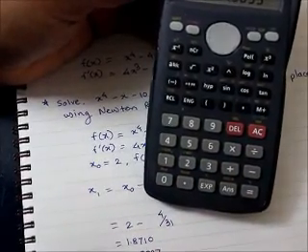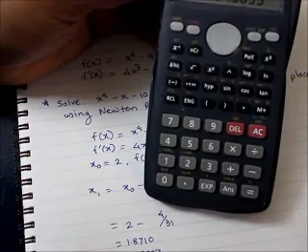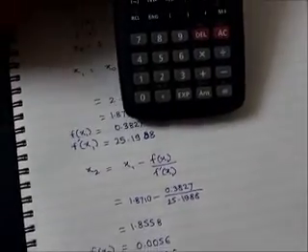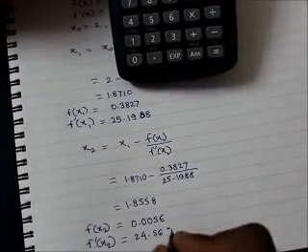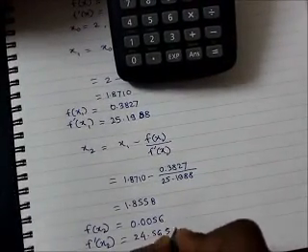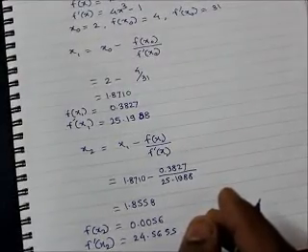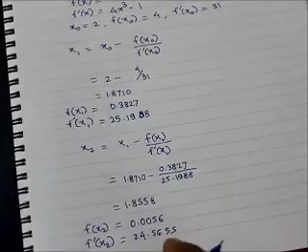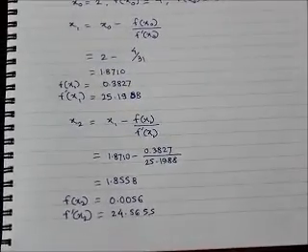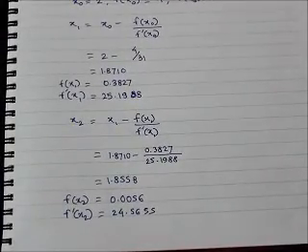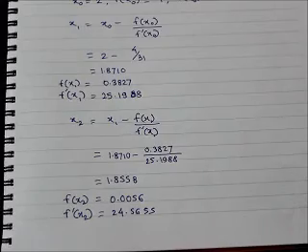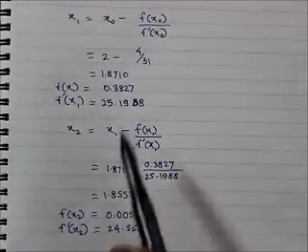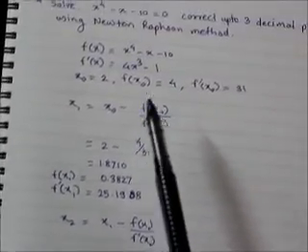F dash x2 is 24.56 55. Okay, does everyone have that? Okay, as you can see here, let me show you one thing, just let me point that out.